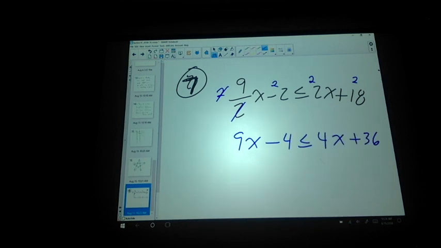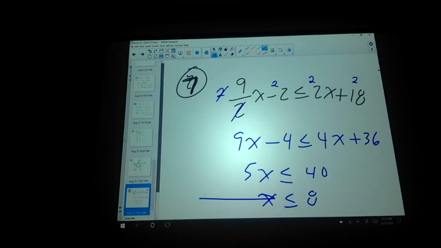What do you think about that? Cool. And then we can start doing subtract 4x, so I get 5x over here. Add 4, so I get 40 over here. Divide by 5.